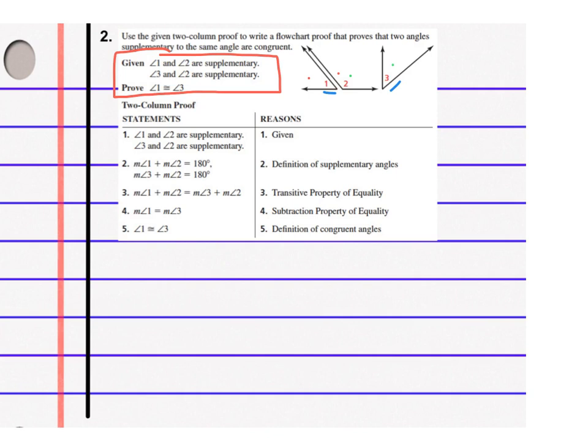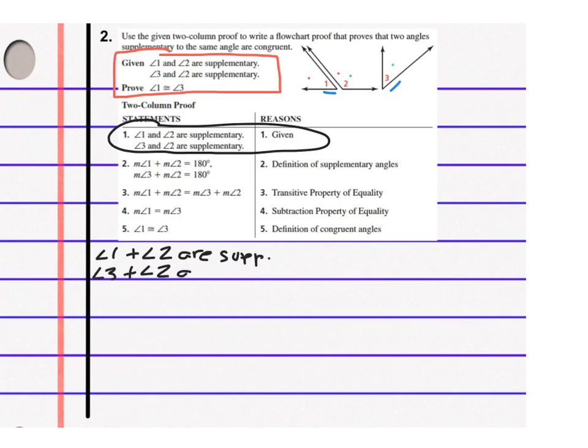All right, so let's start with this first part right here. So I'm going to go ahead and write that out. Angle 1 and angle 2 are supplementary. Angle 3 and angle 2 are also supplementary. My reason is given. So we're done with that line. All right. Then I'm going to split this line up into 2 right here.